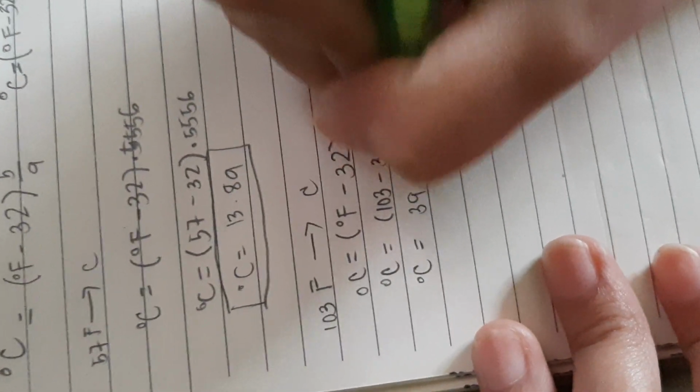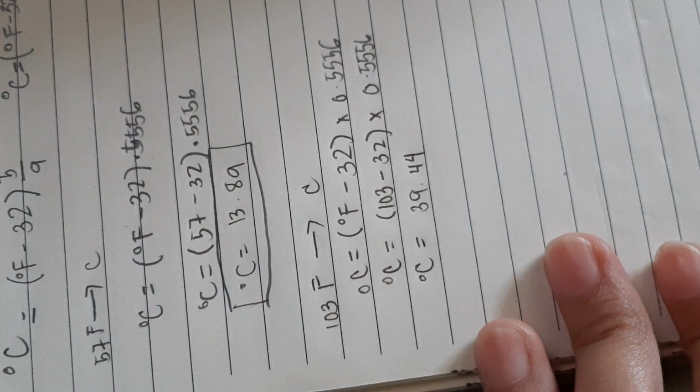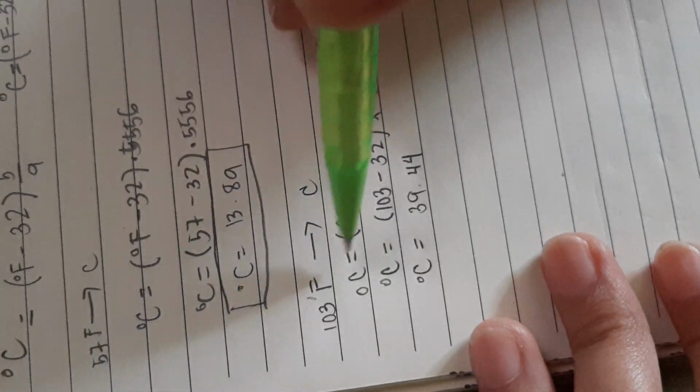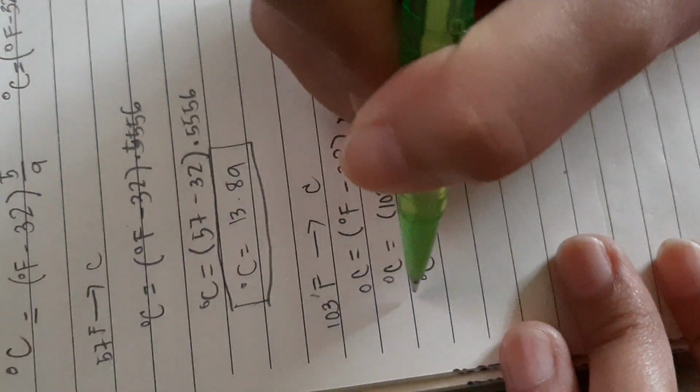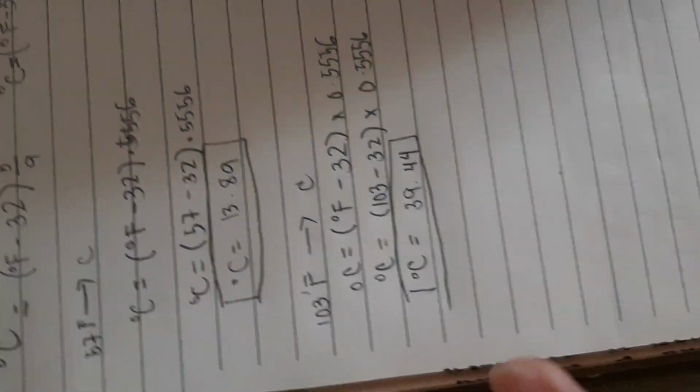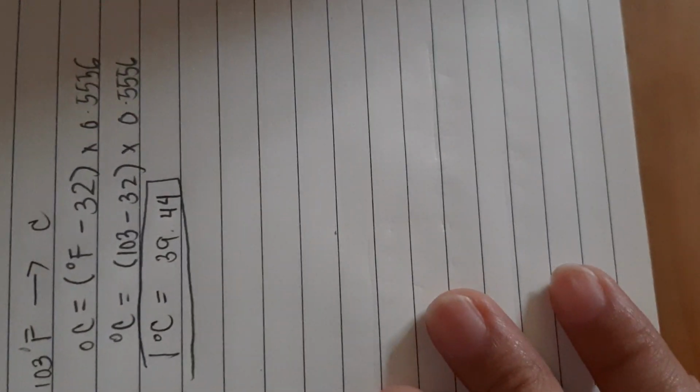39.44. Okay, so 103 degrees Fahrenheit is equal to 39.44 degrees Celsius. So now you have the answer. Okay, now we have the other one.